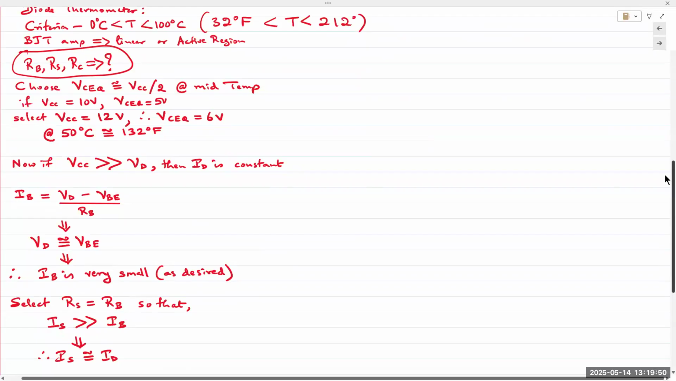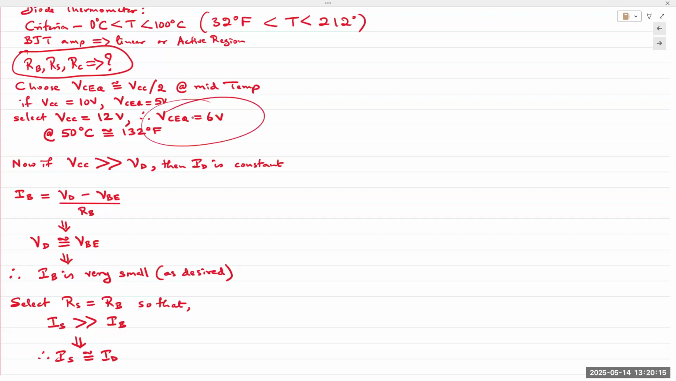Most handheld digital thermometers run either on one AAA battery or 2 coin cells. So it's either 1.5 volts or 3 volts, and that would be your VCC that you're applying into your circuit. But as an example, let's just choose 12 volts. If we choose VCC as 12 volts, then VCEQ halfway would be approximately 6 volts. So we begin there. We are working backwards. Our output voltage VCEQ is about 6 volts.